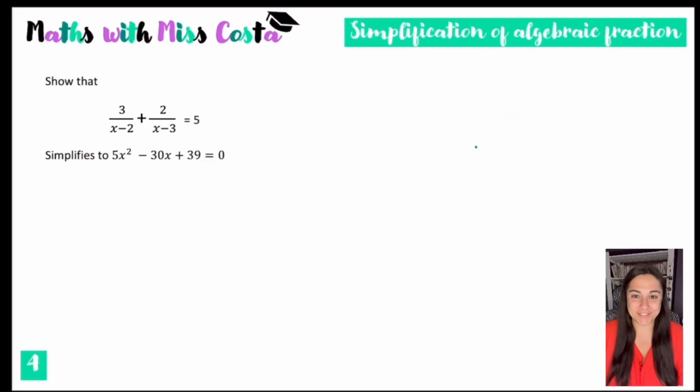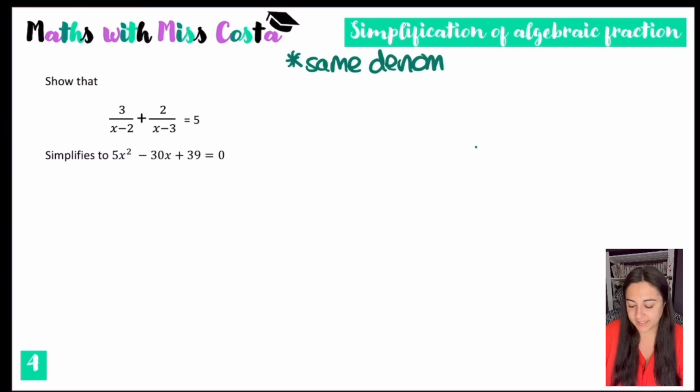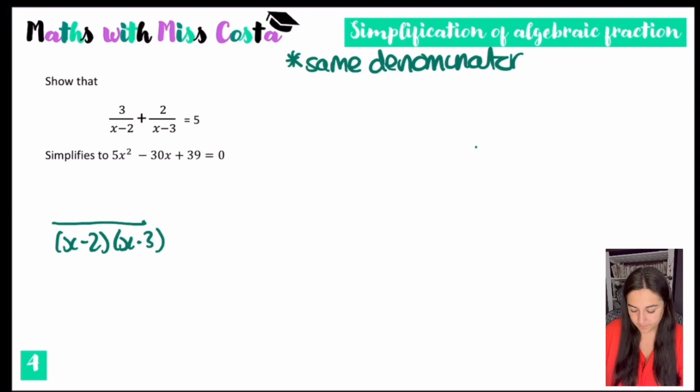Okay, so in this question, we are being asked to show that two fractions add together and rearrange to make a quadratic. So the most important thing that we need to remember about adding or subtracting fractions is that they need the same denominator. Now with algebraic fractions, it's generally going to be the two denominators multiplied by each other. That's the lowest common multiple. So our denominators are going to be x take 2, x take 3.